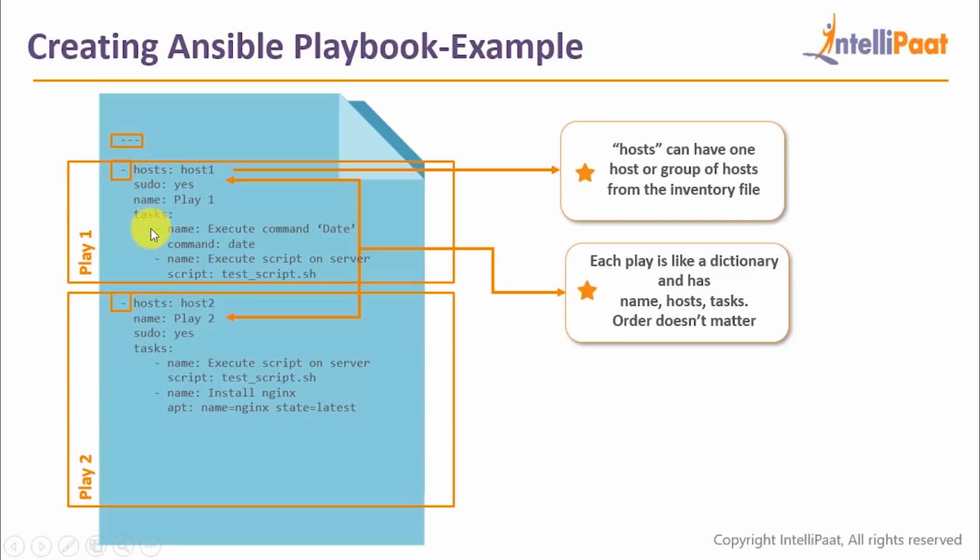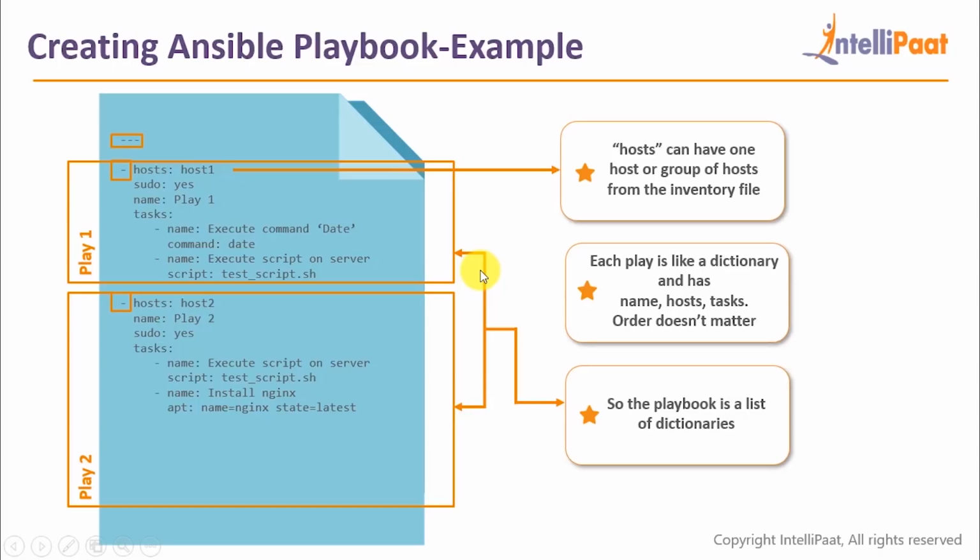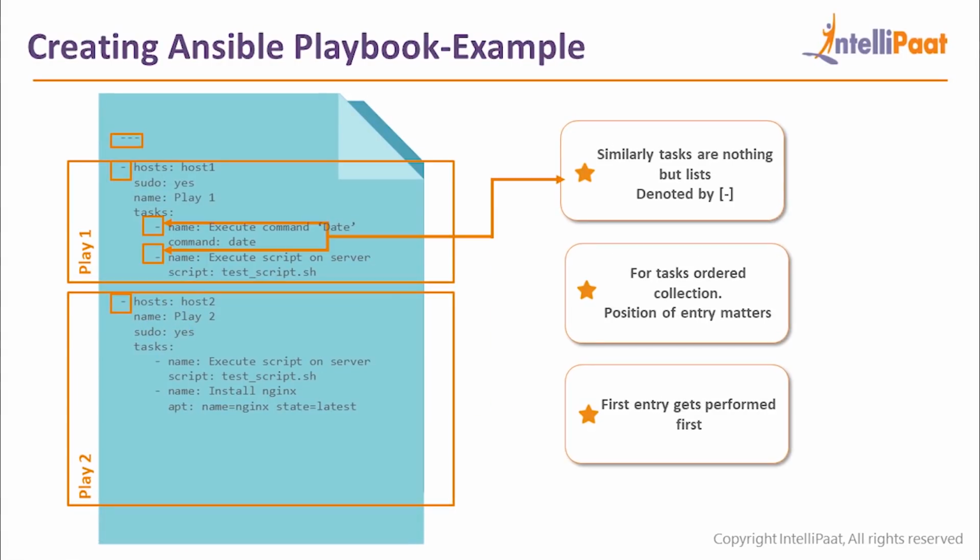So it has all this information, each play, and once you define that and execute that, then it executes according to what is asked inside that particular play. All right. So when you're writing a playbook, that becomes a list of dictionaries. So if this is one dictionary where you have hosts, name, and tasks, and this is some other dictionary where you have the separate version of hosts, name, and tasks, when you combine them together inside a playbook, it becomes a list of dictionaries. Okay.